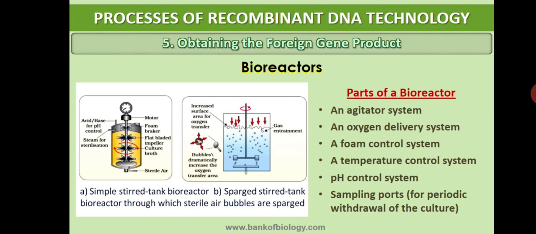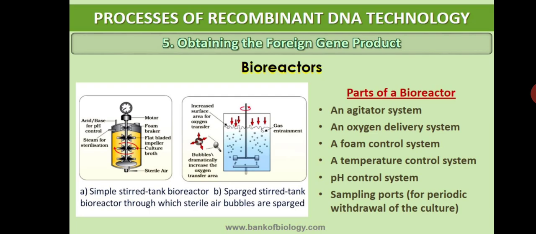Understood? And there you have to maintain the proper pH. You have to maintain the temperature of the bioreactor. You have to maintain the oxygen level. You have to sterilize the entire bioreactor, and continuously we have to add fresh synthetic medium and continuously withdraw used synthetic medium. Understood? If you maintain all these conditions, it is possible to get the desired product on a large scale.